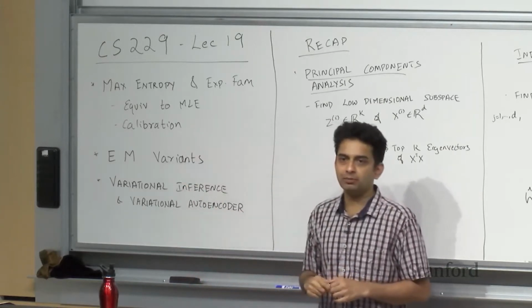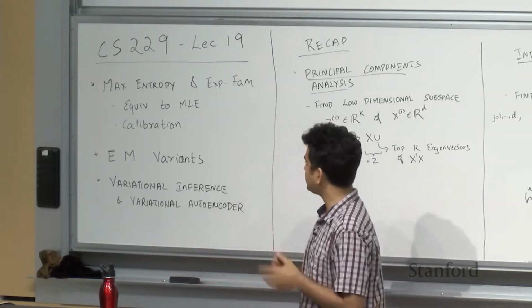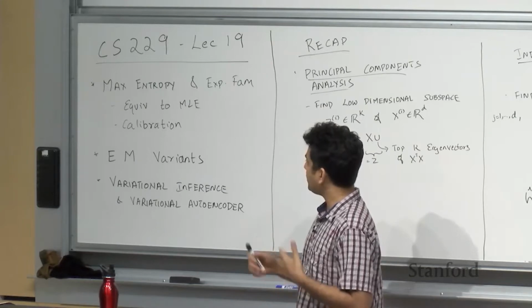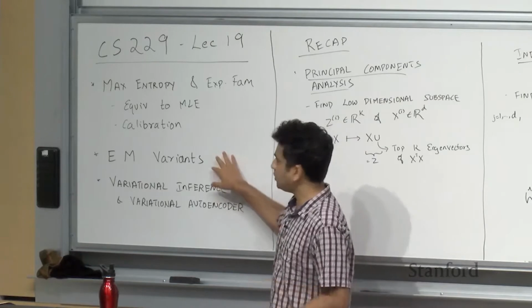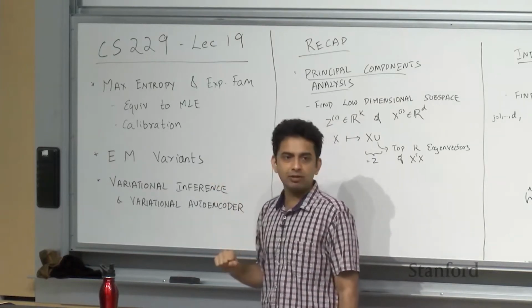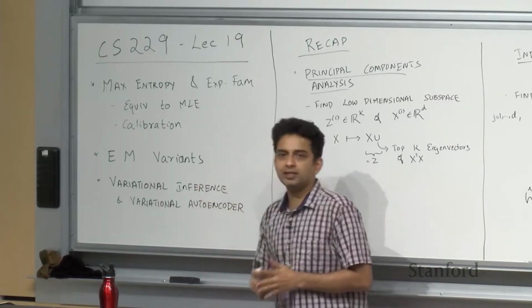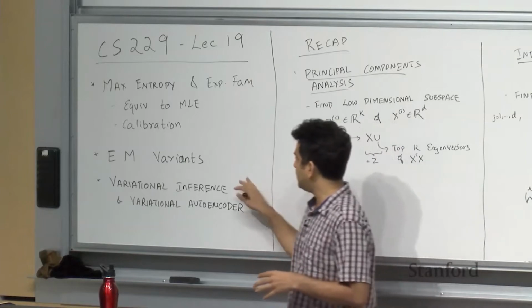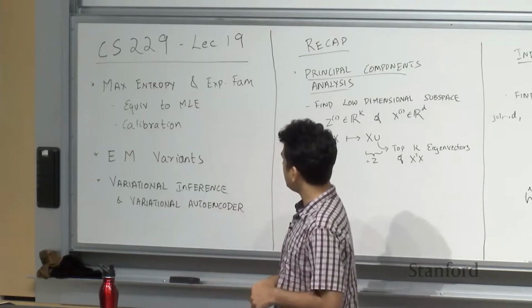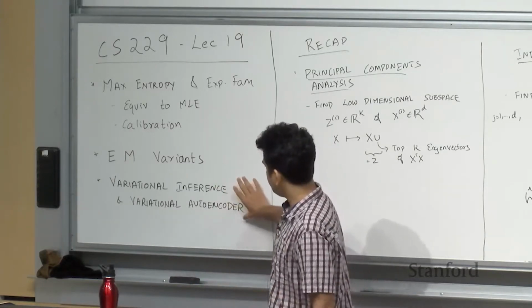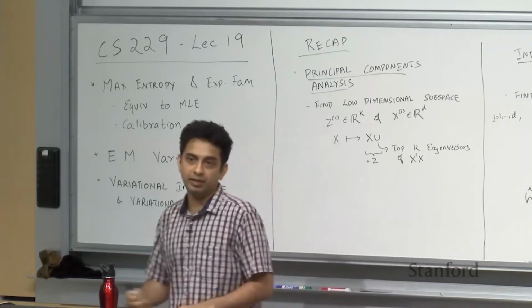We'll briefly talk about calibration and what calibration means and how it relates to maximizing entropy, etc. Very interesting topics. And then depending on how much we cover and how much time we have left, we will talk about a few variants of the expectation maximization algorithm and how these variants lead into some of the more recent advances in unsupervised learning, such as variational inference and the variational autoencoder. I'm not sure whether we'll be able to finish variational autoencoders today or even start it, but if we don't finish it today, we'll pick it up in the next class.